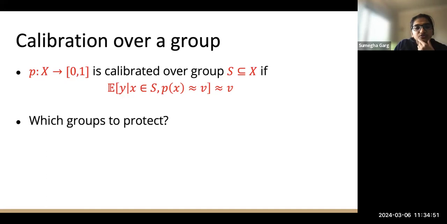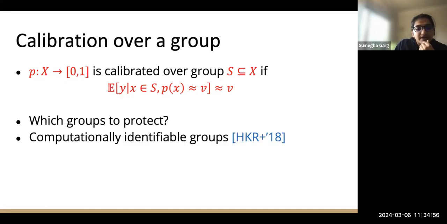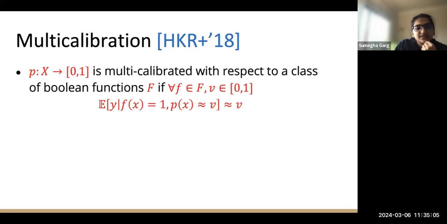Now the question is, which groups should we protect? The idea of this paper in 2018 was that we should protect all computationally identifiable groups. This is the paper that introduced the definition of multi-calibration. That is, your predictor P is multi-calibrated if it is calibrated on every group that is defined by a function in this function class capital F. Ideally we would want this class capital F to be all polynomially computable functions, but mostly this class is not learnable. So we reduce the complexity. For example, you can think of depth D decision trees, constant depth decision trees, or AC0 or something like that. So it's some notion of measuring computability, but not the best notion that we would want.